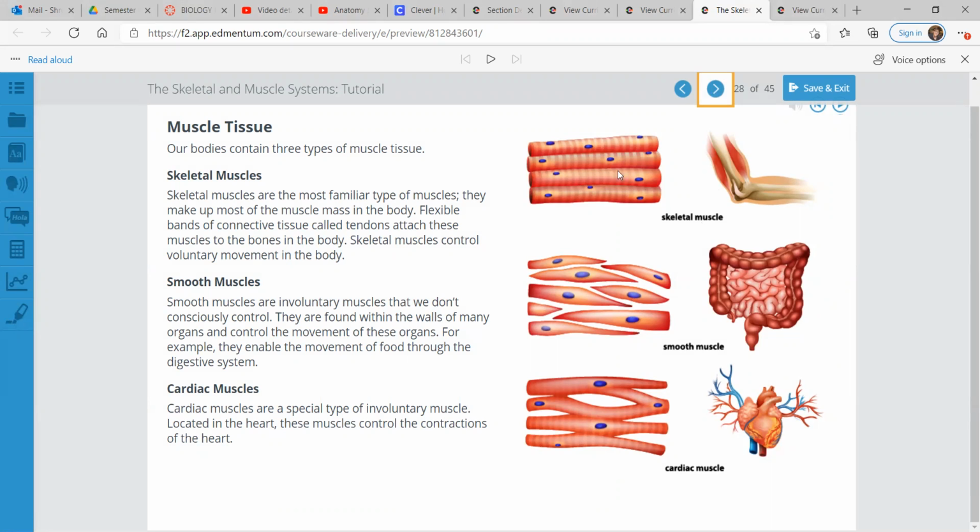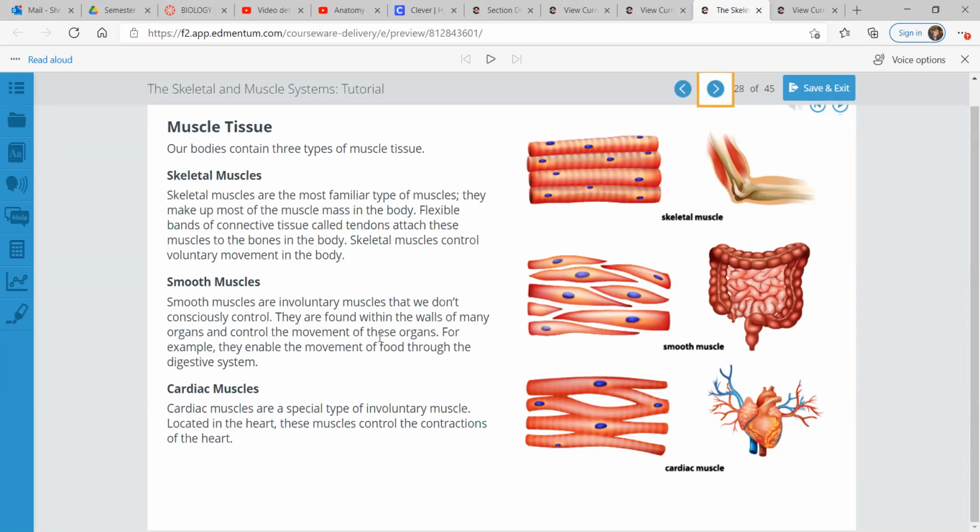Here we have skeletal muscle. We also have smooth muscles. These are involuntary muscles. We cannot control them with our mind, right? They are found within the walls of many organs and control the movement of these organs. For example, they enable the movement of food through the digestive system.